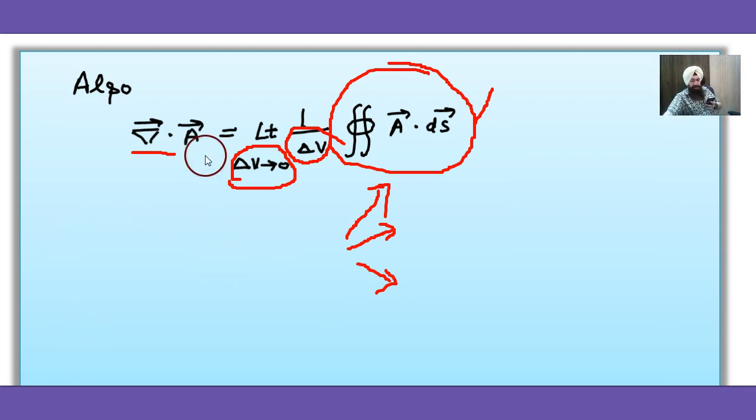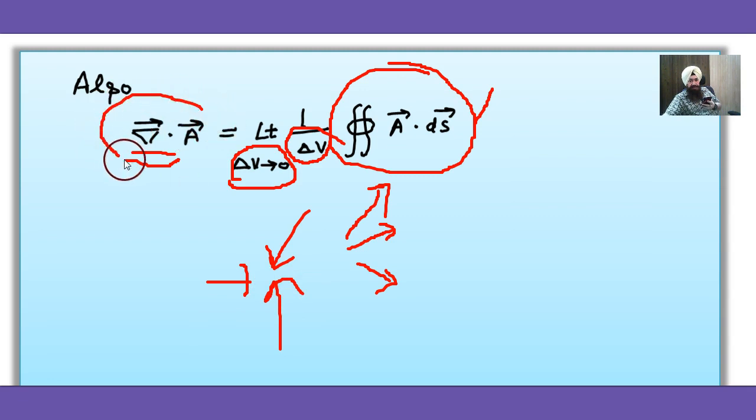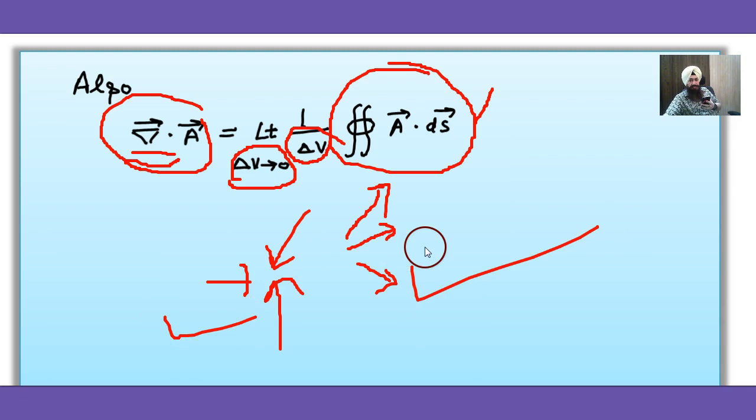If the flux is diverging, this is a positive quantity. If the flux is converging, convergence means a converging flux like this, then it is opposite to the divergence. Then the divergence of A becomes negative. Negative means it is not divergence, it is convergence. So if this equals 0, that means neither divergence nor convergence. No divergence, no convergence.